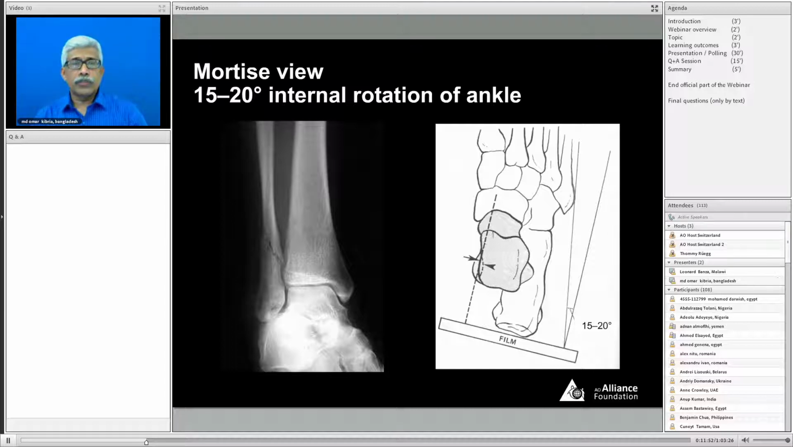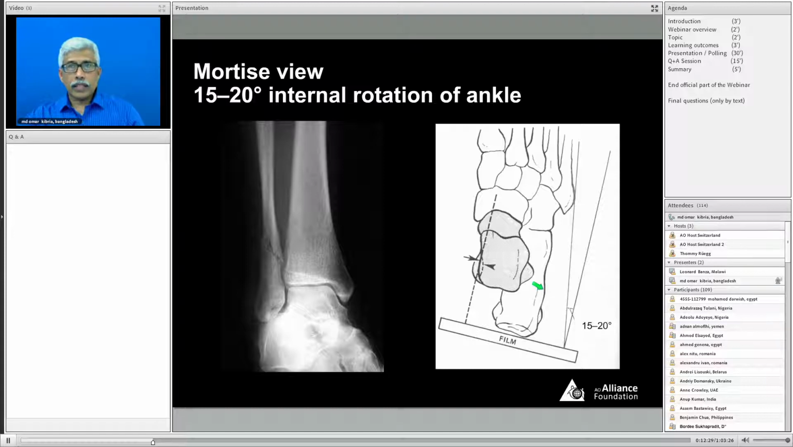Now comes the mortise view. What is a mortise view? This is a special technique of taking the AP view X-ray. You know that the fibula is placed a little bit posterior to that of the tibia. To bring both the malleoli, the intermalleolar line, at right angle with the X-ray beam, we rotate the ankle 15 to 20 degrees internally, but not at the ankle. The rotation must come from the pelvis, so that the intermalleolar line comes at right angle.